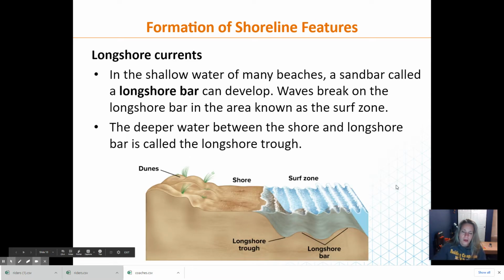All right. So we have different types of currents. We have longshore currents, which are one of them.